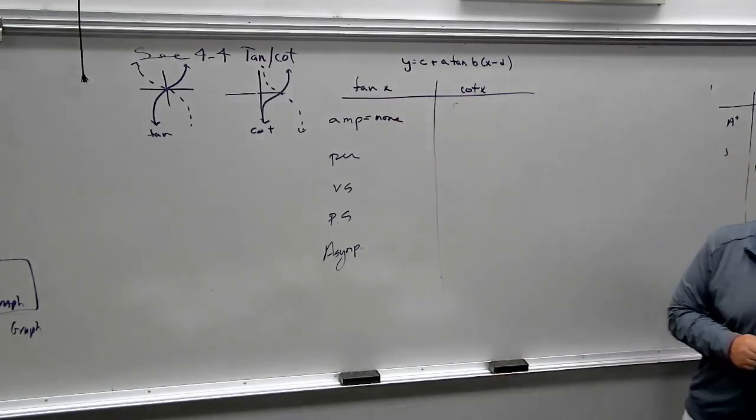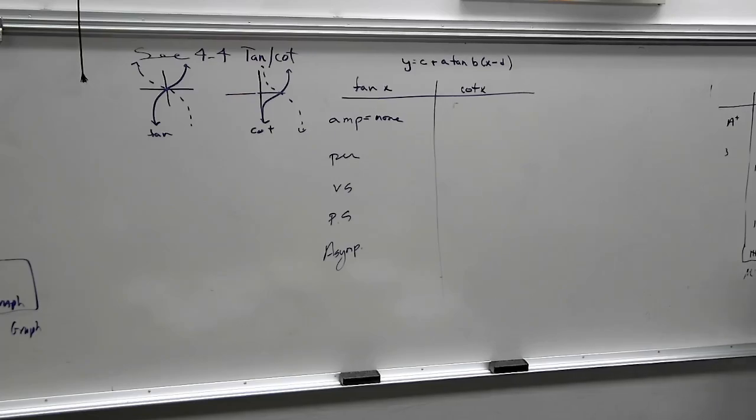When you really think of it in the grand scheme of things, the only trig functions that have an amplitude are sine and cosine. All the other four don't. Cosecant, secant, tangent, cotangent do not have amplitudes. So make a note on your little note card that the only thing that has an amplitude is sine and cosine. That's it. Everything else is none.